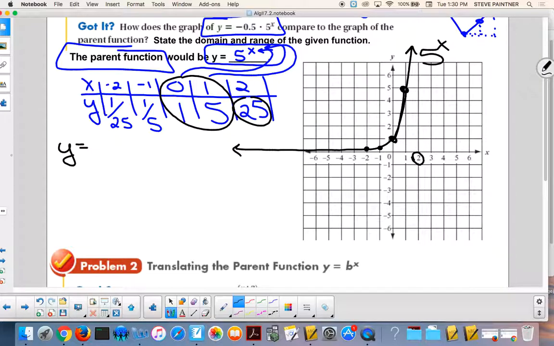Y equals negative 0.5 times your parent. Right? Okay, so tell me what that 0.5 does. Flips. No, the number 0.5 does not flip it. Yeah, okay. Okay, yeah, it is. But I just wanted you to tell me transformations. Up, down, right, left, stretch, compress, reflect.